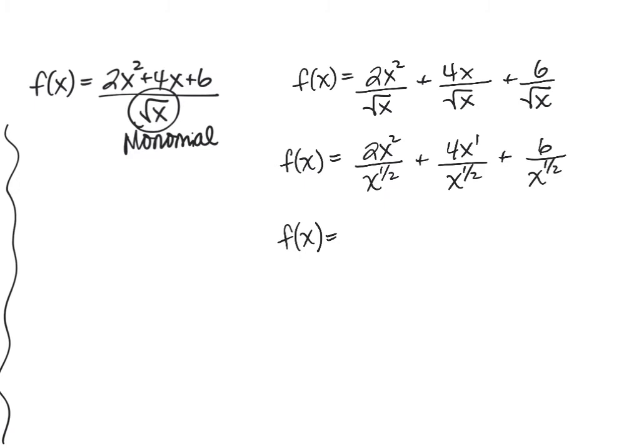So at this point, remember, you are dividing, therefore we're going to subtract our exponents. So we would have 2x to the 3/2 power plus 4x. This is 1 minus 1/2, so that would be to the 1/2 power. And then this last term, you can think of it one of two ways. There really is an x to the 0 here, so if you did subtract your exponents, 0 minus 1/2, you would end up with a positive 6x to the negative 1/2.